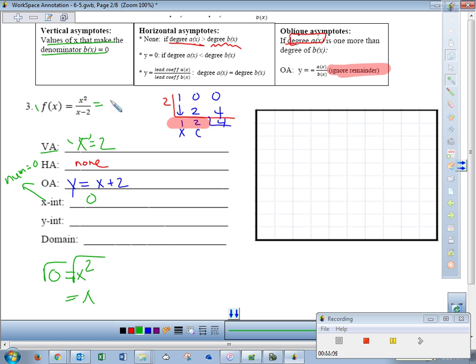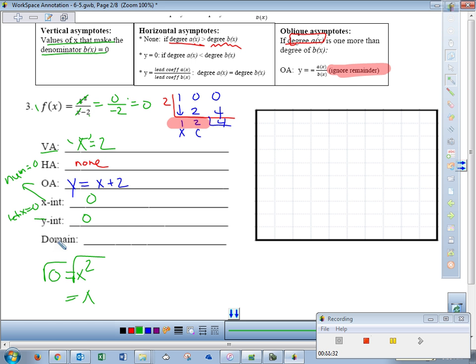So this is gone, this is gone. You have 0 over negative 2. You put 0 in for x, which is 0 squared, turns out to be 0. Then you get 0 minus 2, which is negative 2. What does 0 over negative 2 turn out to be? Y-intercept also at 0.